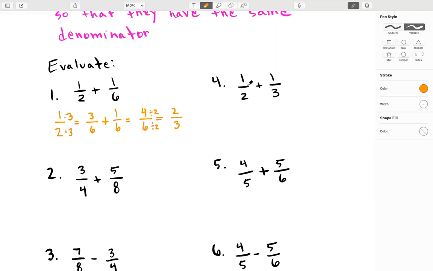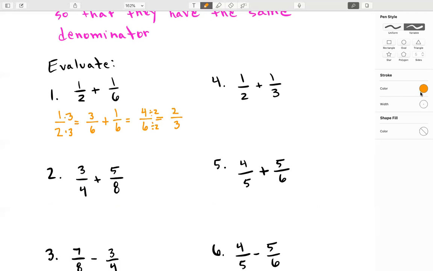How about this one? 1/2 plus 1/3. Well, you definitely can't just multiply 2 by something to get 3, and you can't multiply 3 by something to get 2. So maybe we can multiply 2 by something to get a number, and then multiply 3 by something else to get that same number. And that's exactly what we're going to do.